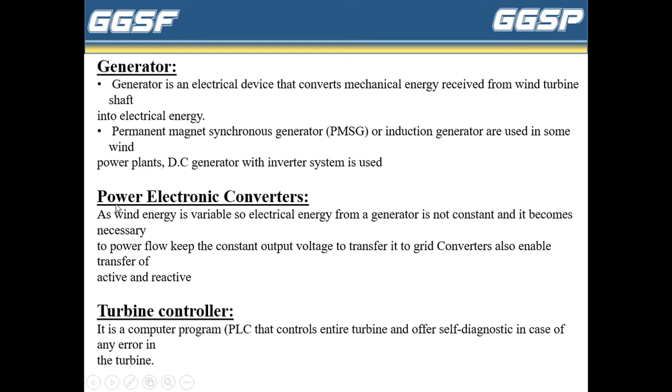Then we discuss the power electronic converter. As wind energy is variable, the electrical energy from the generator is not constant, and it becomes necessary to keep a constant output voltage to transfer it to the grid. The converter also enables the transfer of active and reactive power.